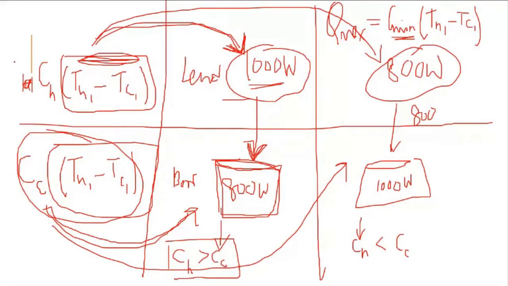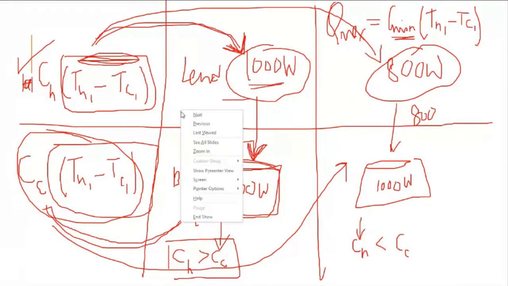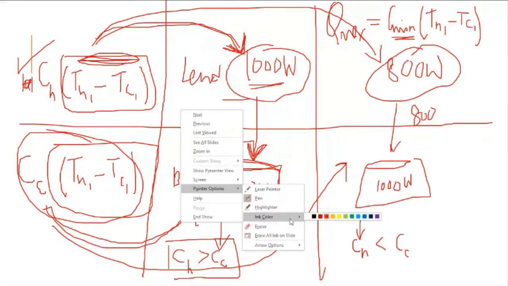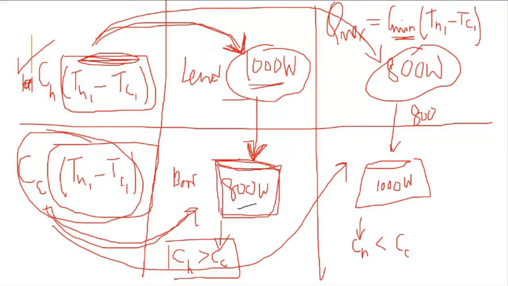Here we have maximum rates of heat transfer for both the fluids. The hot fluid can give a maximum of CH times TH1 minus TC1. It can give a maximum of 1000 watts. The cold fluid can take a maximum of CC times TH1 minus TC1. It can take a maximum of 800 watts. So in this case, the maximum heat transfer will be the minimum of these two values, which is CC times TH1 minus TC1, or we can write in general form as C min multiplied by TH1 minus TC1. Any doubt in this part now? No, sir.